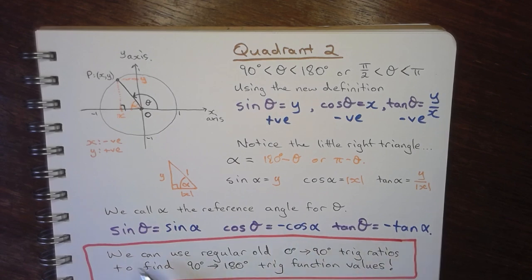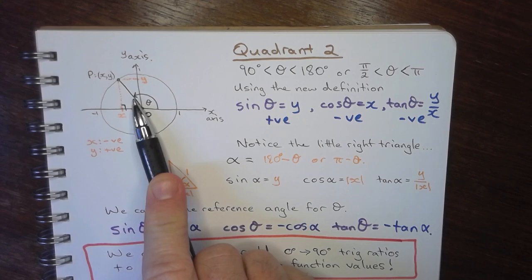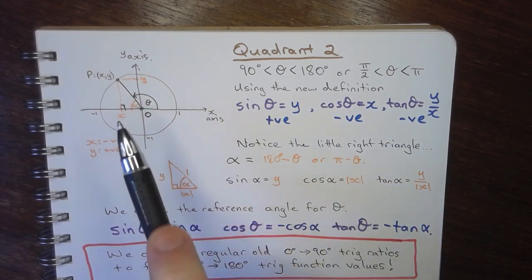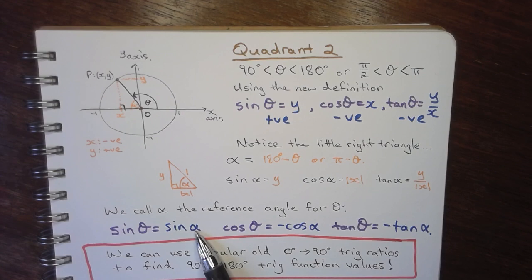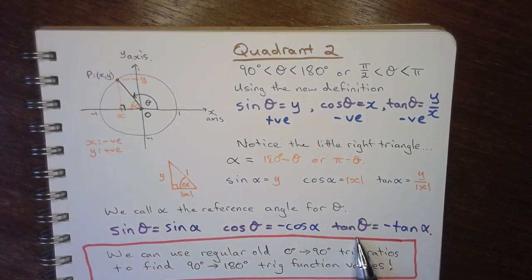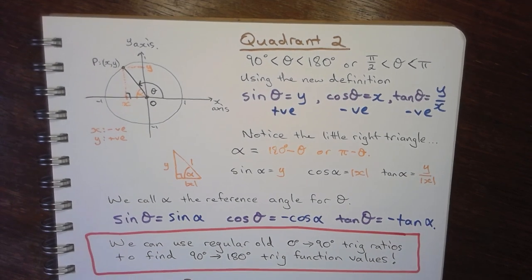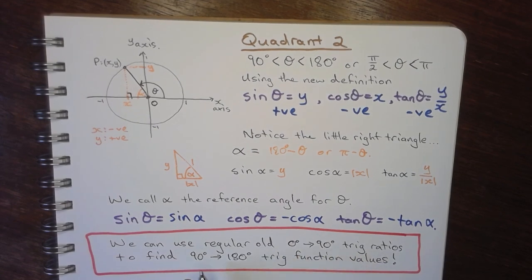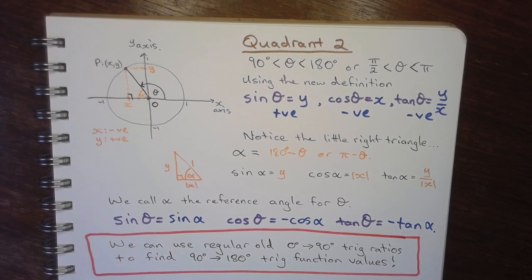So I've written that out down here. Sine of theta is the same as sine of alpha. So that means for a theta between 90 and 180 degrees, we can find the sine of that angle using the sine of that little alpha that exists in the 0 to 90 regime. Cos theta is going to be the minus of cos of alpha, and tan theta is going to be minus the tan of alpha. All right, so the key thing coming out of that is we can use all those old regular 0 to 90 degree trig ratio values to find the values of trigonometric functions for angles between 90 and 180 degrees. So something we couldn't do before when we could only work in terms of right triangles.